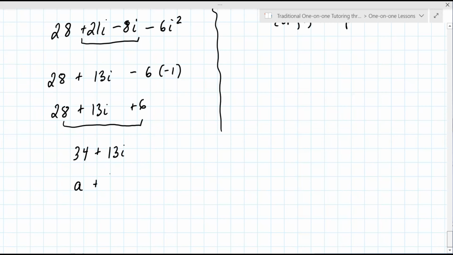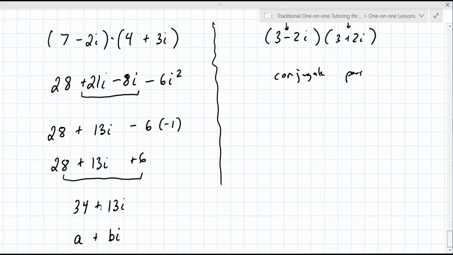And I'll make a note here that the instructors really want to see it in this form. If you were to write 13i plus 34, they may not give you full credit for that. It has to go back into the a plus bi form. We can talk about why, but that's just the way it goes.